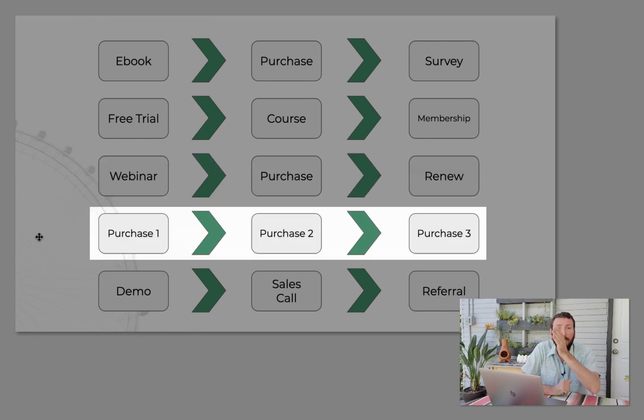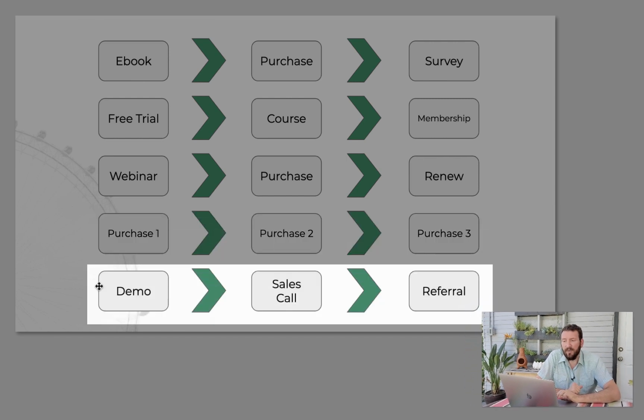Or I have purchase 1, purchase 2, purchase 3, right? Your 3 milestones might be all purchases. They might be 3 products that have formed a product progression path that your customers adopt. Like the initial example I gave in the last video, which was a $27 product, a $57 product, and a $297 membership, right? So that's fine as well.